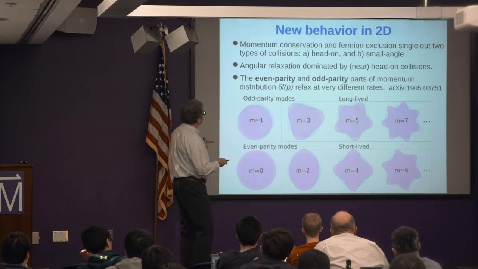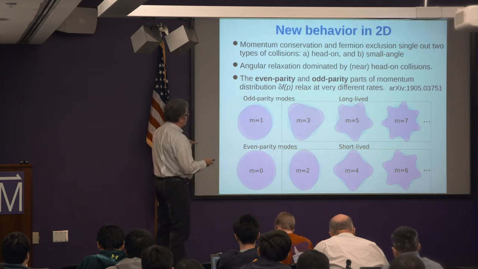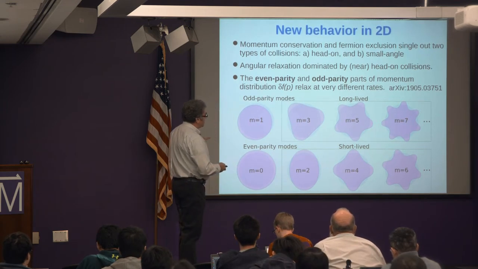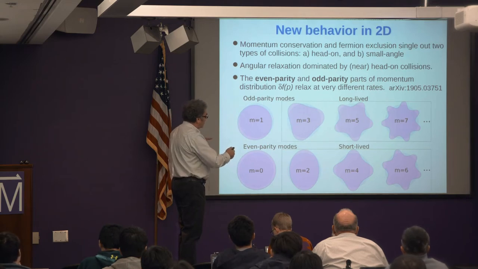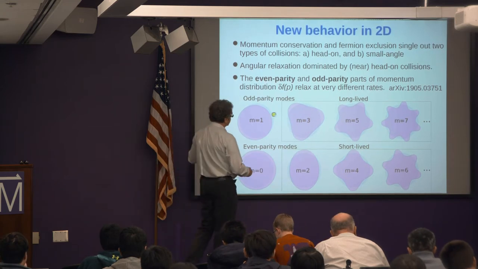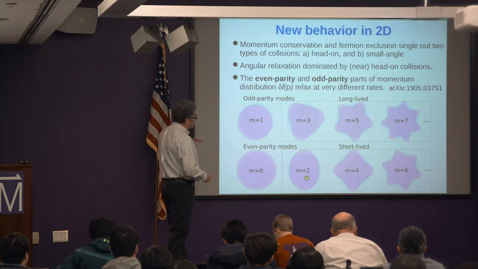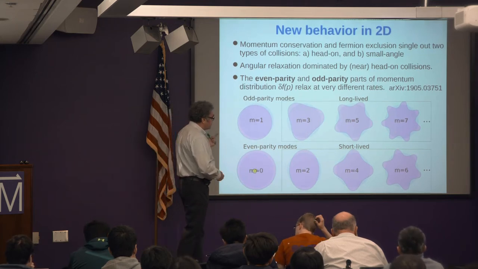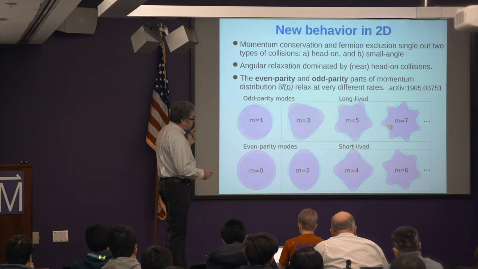To conclude this introductory discussion, you can cast everything in the following form. You can take distributions, describe them by deviations of the geometry of the Fermi surface away from circular geometry, and then decompose it into angular momentum harmonics with different angular momenta. Then the odd ones will be long-lived, and the even ones will be short-lived, and of course there will be m equal 0, m equal 1 and m equal 2, which are conserved because of particle conservation and momentum conservation. But in addition to those, there will also be very long-lived odd parity ones, and there will be very many of them, right?